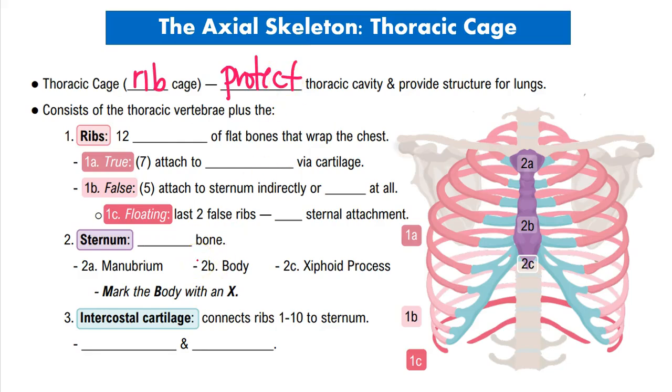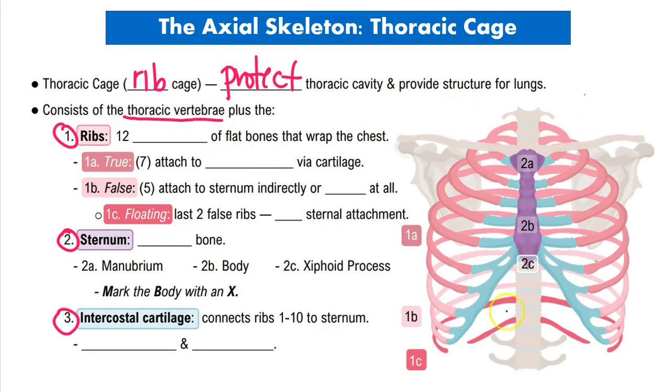Now, this is going to consist of thoracic vertebrae, which we already saw when it came to the spine, and also the ribs, sternum, and intercostal cartilage. So the first we're going to talk about is ribs, then we'll get into the sternum, and then we'll talk about the intercostal cartilage, and then we'll move on from there. Now, when it comes to thoracic vertebrae, we know that the ribs are going to attach to the thoracic vertebrae as well. So we've got to keep all those things in mind.